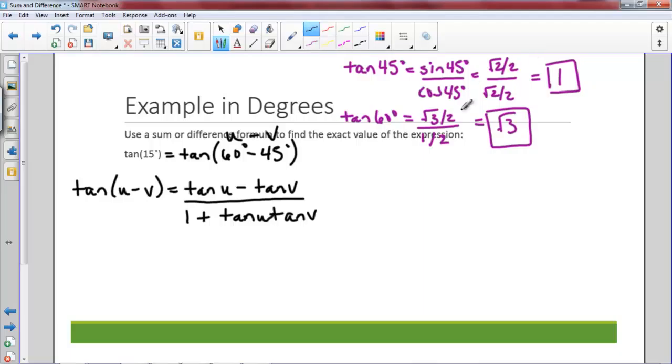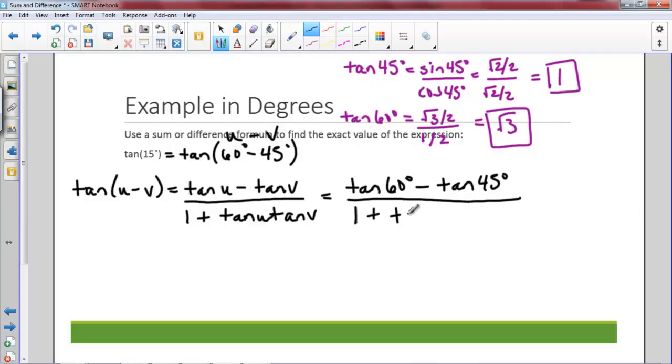All right, so using these two numbers, I'm going to find the tangent of 60 degrees minus the tangent of 45 degrees, which I just found above, over 1 plus the tangent of 60 degrees times the tangent of 45 degrees. So plugging in the numbers up here, I'm going to get root 3 minus 1 over 1 plus root 3 times 1.